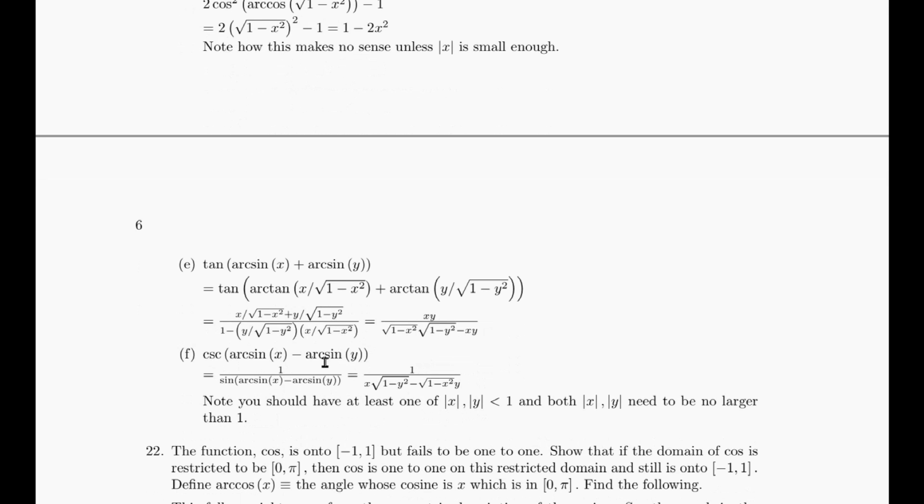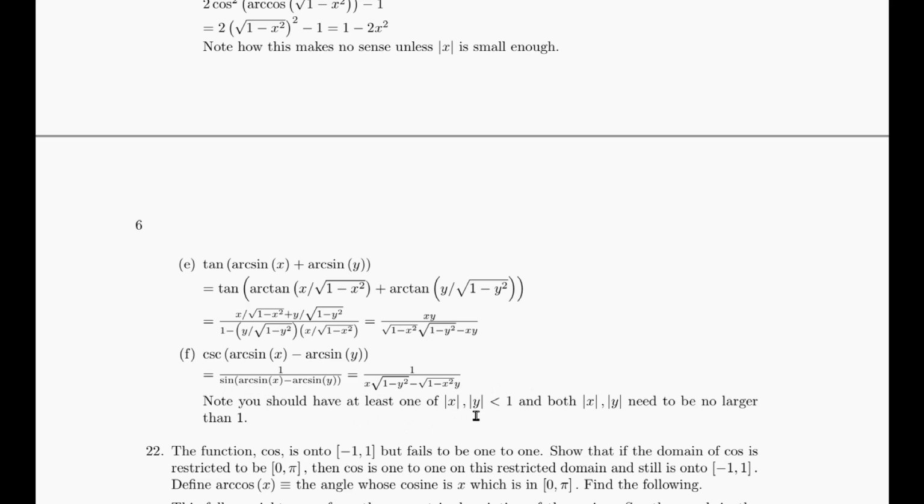And I can find the cosecant also. This is 1 over the sine of this, and then put in what these are, you see? So if I want the sine of the difference of two angles, it's the sine of this one, cosine of this one minus cosine of this one times the sine of this one, and that's what you get, see?